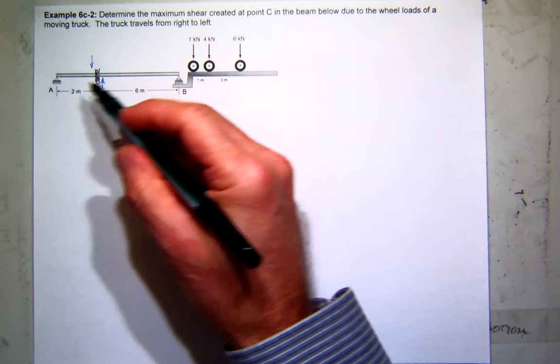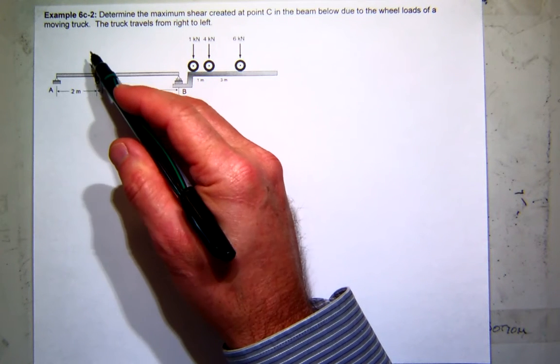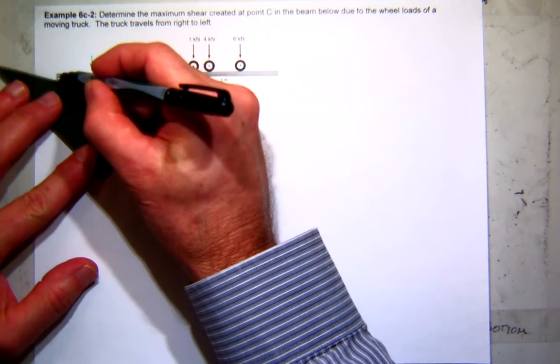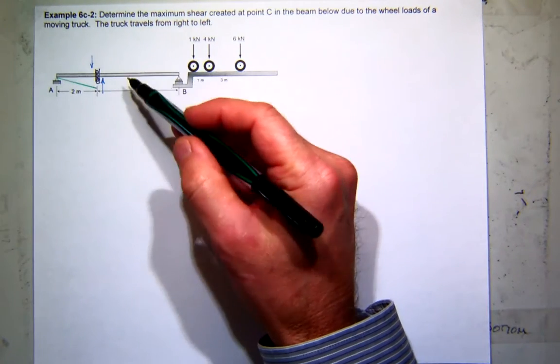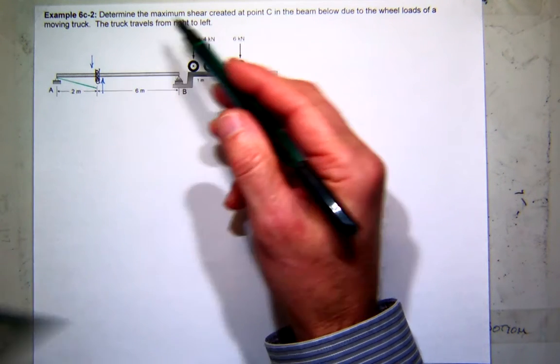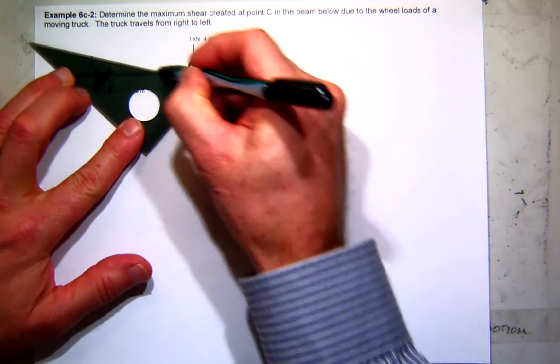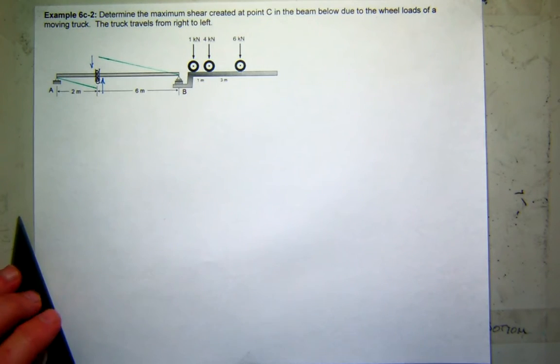So what's this left-hand side going to do? This part of it's going to move down or up? Down. So it's probably going to rotate like this. Looking at the right segment, this point is going to go up or down? Looks like it's going to go up, so it should rotate something like that. So that's kind of my qualitative feel.